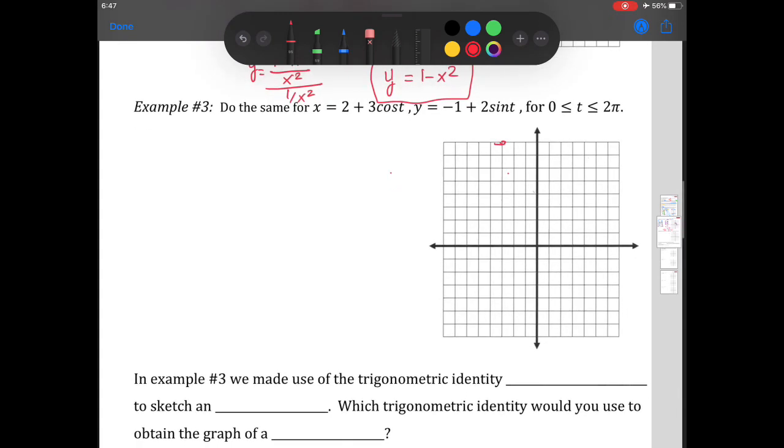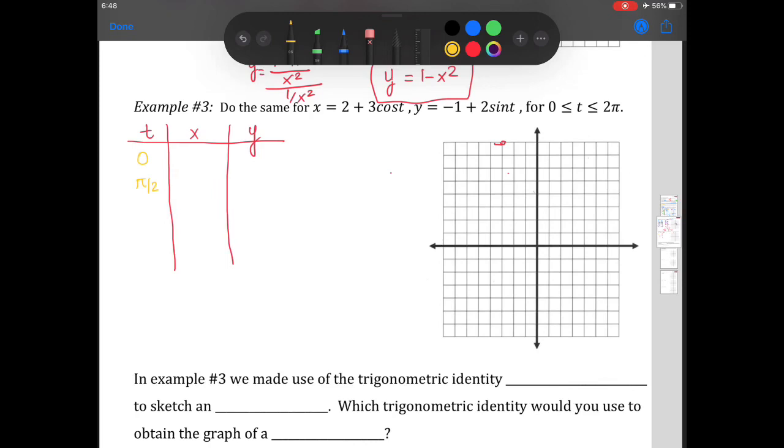So now example number 3. Do the same for x equals 2. We're given the two functions, and your domain is between 0 and 2 pi. So what do you think you're going to pick? What t values are you going to pick? t, x, y. Let's change colors. I'm going to start at 0, and then I'm going to go by increments of what? Pi over 2? 0, pi over 2, because I have cosine and sine.